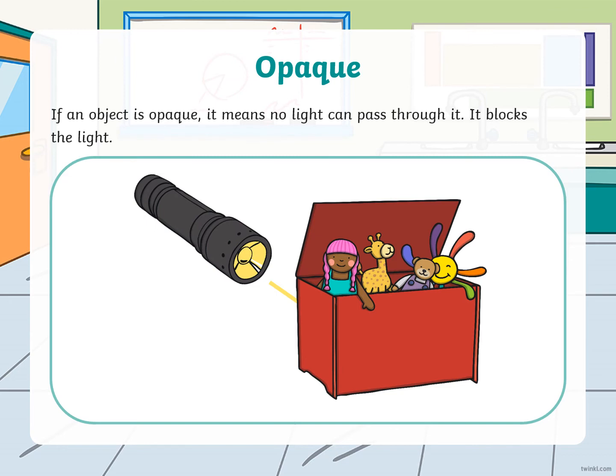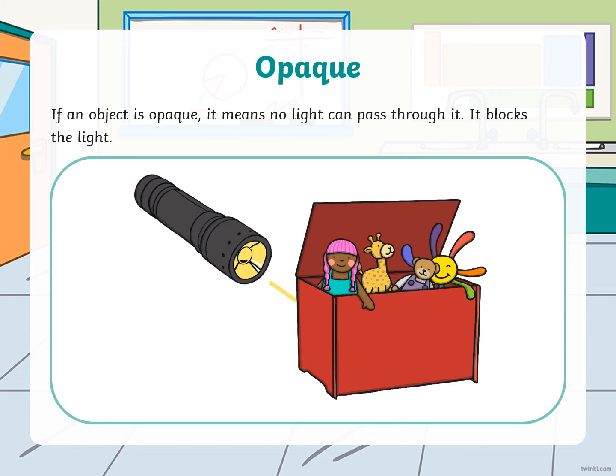So you've guessed it, opaque. If an object is opaque, it means that no light can pass through it, it blocks the light. So think about our desks in our classroom, it blocks the light. Think about your curtains, they're going to have to be quite opaque. Some people have blackout curtains which are very opaque, which means they let no light through so you can have a good night's sleep. Other people prefer translucent curtains where the material is slightly see-through so it's not too dark in the room.